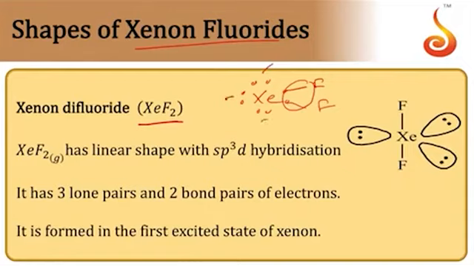Altogether we have 5 pairs of electrons. That is to say, 5 pairs are being formed. 5 pairs means it is sp3d hybridization. The total number of pairs, lone pairs plus bond pairs, comes up to 5, so it is going to be sp3d hybridization. 3 lone pairs and 2 bond pairs are there, and it is formed in the first excited state. Let us see how it is formed in the first excited state.